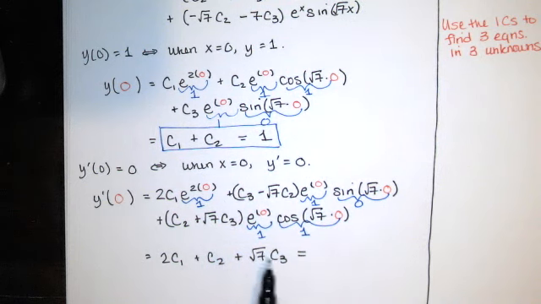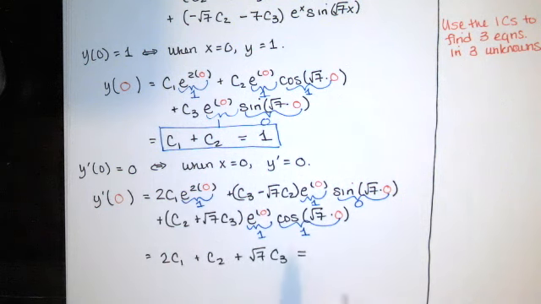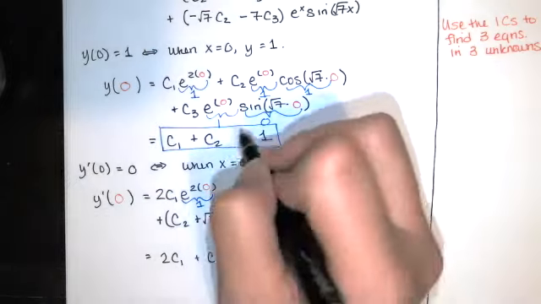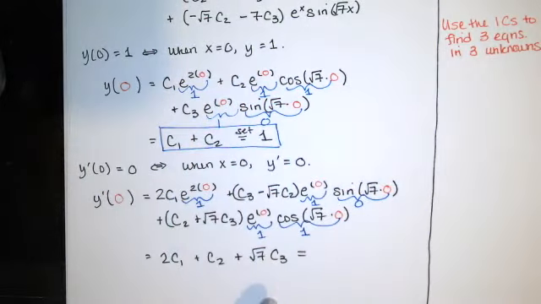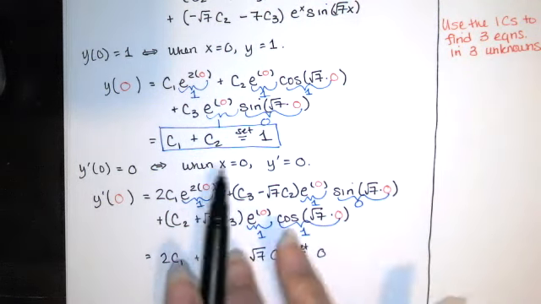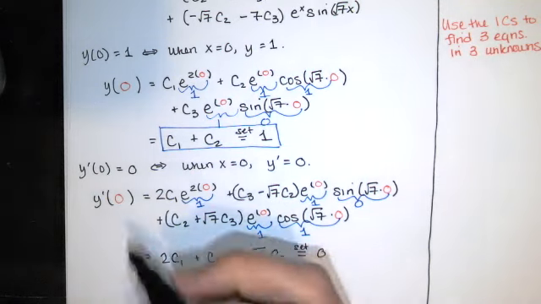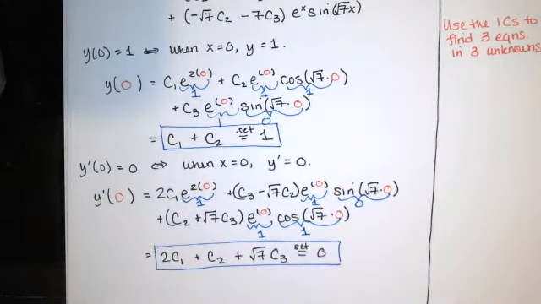And we're setting that result equal to 0 because we're told that when x equals 0, y prime is equal to 0. So we set this one equal to 1 because when x equals 0, y equals 1. On this one, we set this equal to 0 because when x equals 0, y prime equals 0. That's our second equation. We've got 2 equations with 3 unknowns now. We need 3 equations and 3 unknowns in order to find c1, c2, and c3.